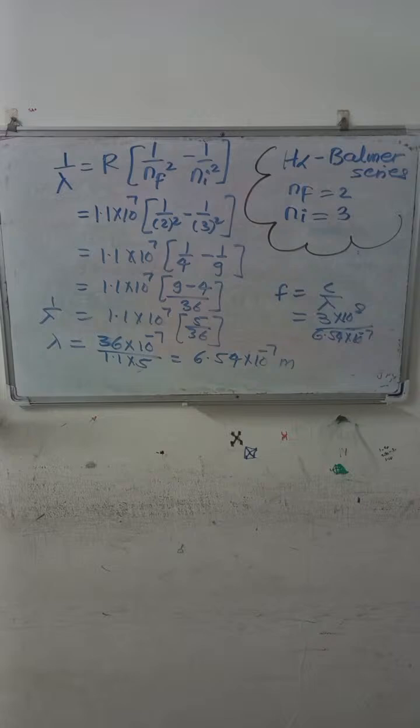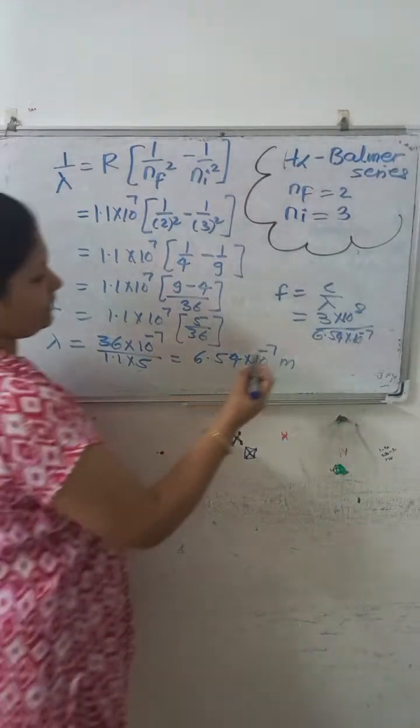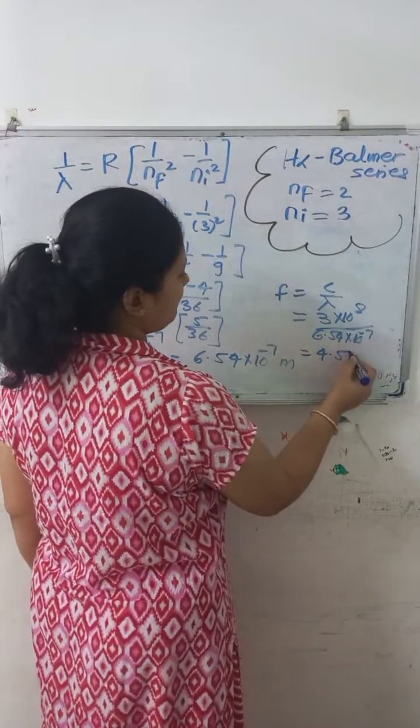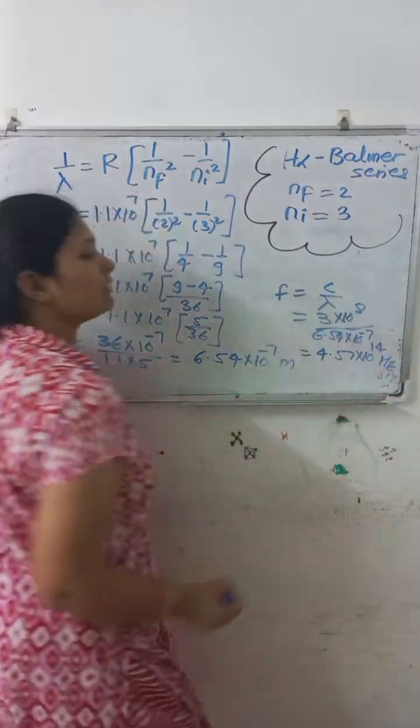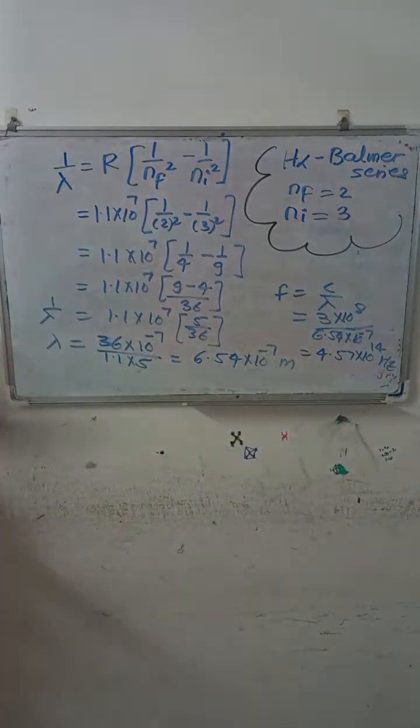Everyone is getting what I am saying? H alpha, these points you can note down properly. Okay, so do this calculation. After calculating this, you will get the answer 4.57 into 10 raised to plus 14 hertz. Frequency we are measuring in terms of hertz.